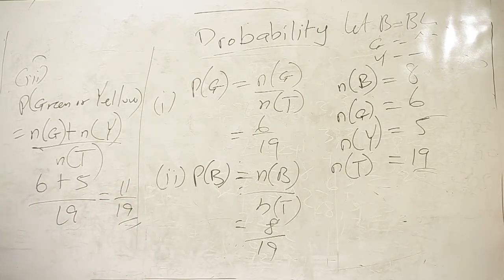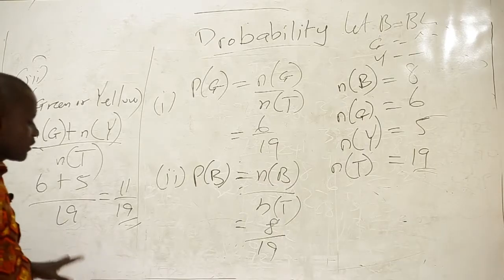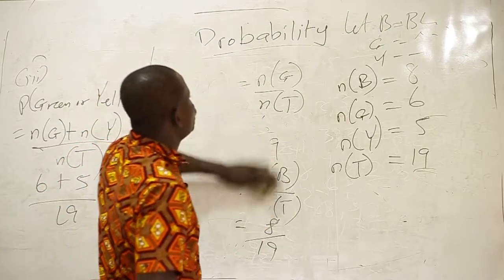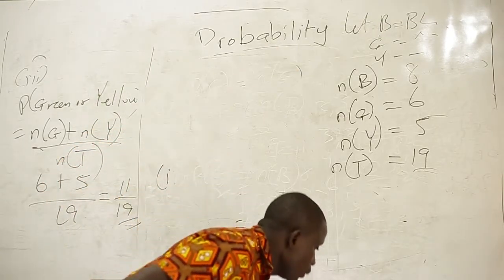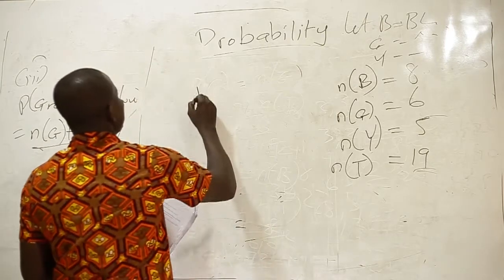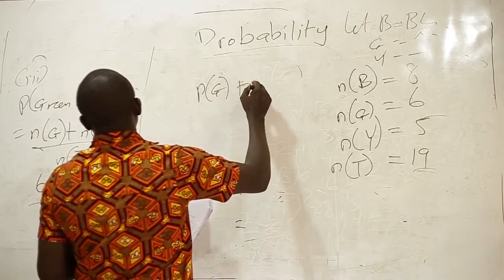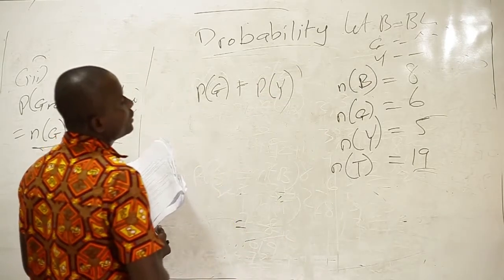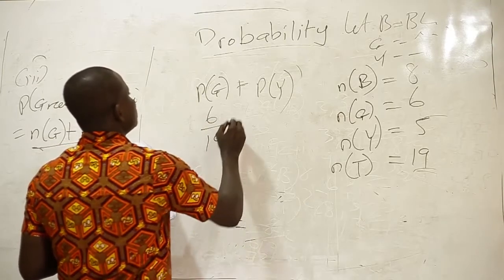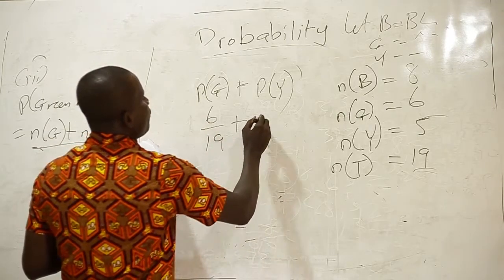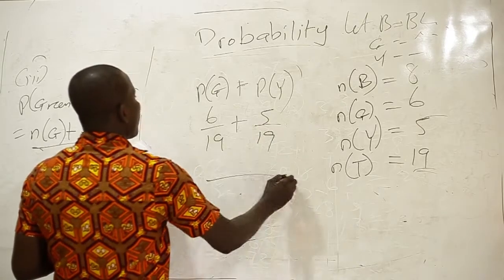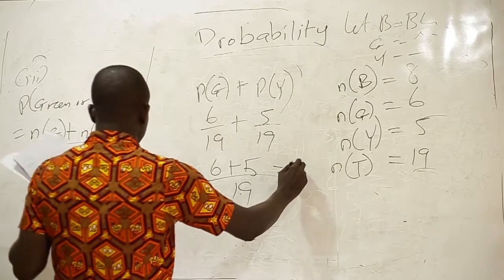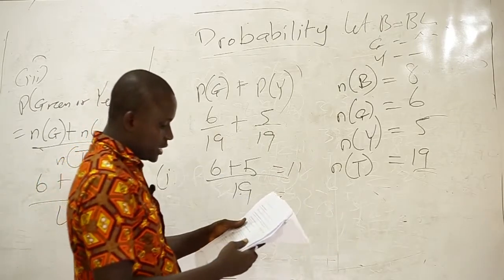So the probability of getting green or yellow is 11 over 19. In fact, another person can do it this way. He will just say P green plus P yellow. In that case, what is P green? It is 6 over 19 plus 5 over 19. When you work it out, we are still going to get 11 over 19. It's the same procedure exactly.